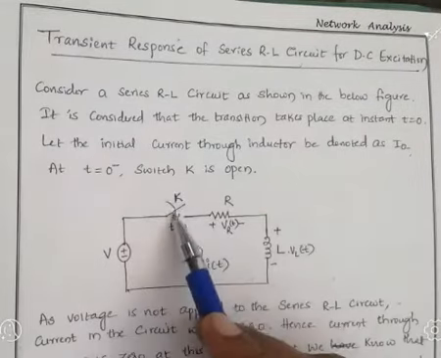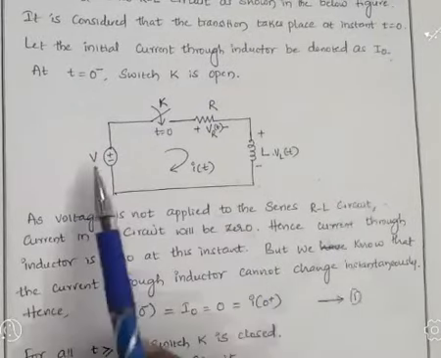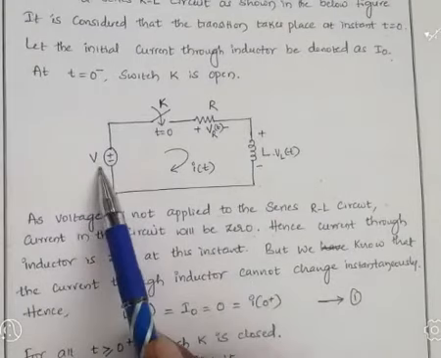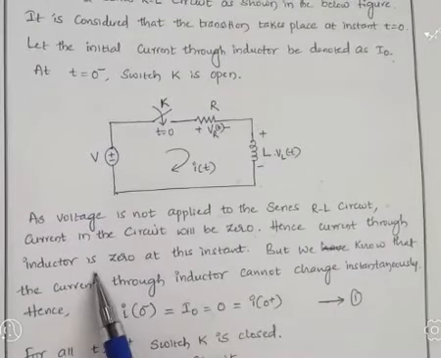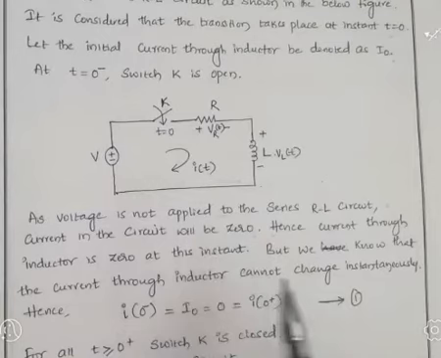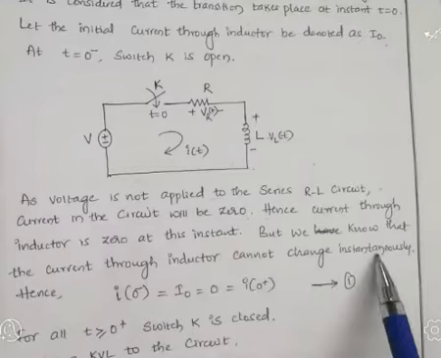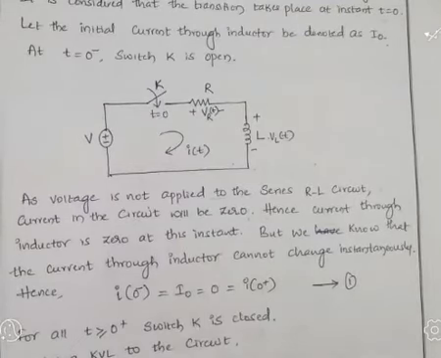Switch K is open. As voltage is not applied to this series RL circuit, there is no voltage. If there is no voltage, of course, there is no current. Hence, the current through the inductor is 0 at this instant. But we know that current through the inductor cannot change instantaneously. Already we discussed: IL of 0 minus is equal to IL of 0 plus.